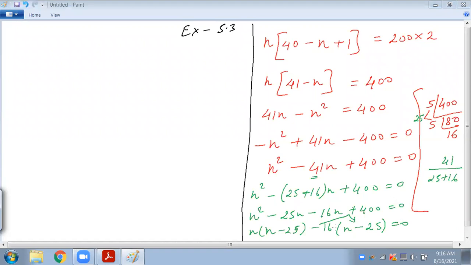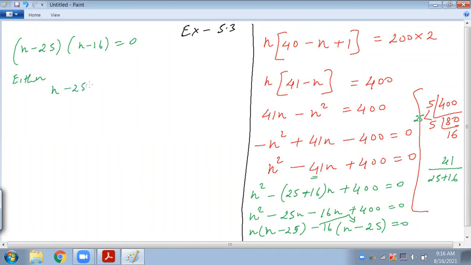In the bracket we have n minus 25 and minus 25, so we can take n minus 25 common. Take it. And what is left? N minus 16 equal to 0. Now take either/or and find n. We're getting the product of 2 brackets equal to 0, so we can take either/or and find n.